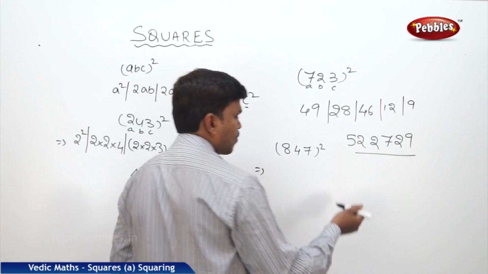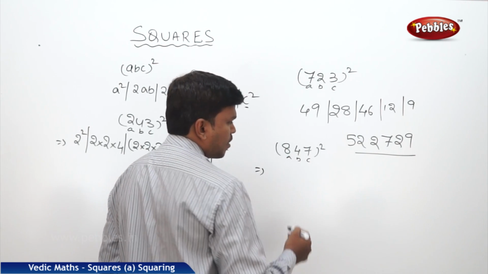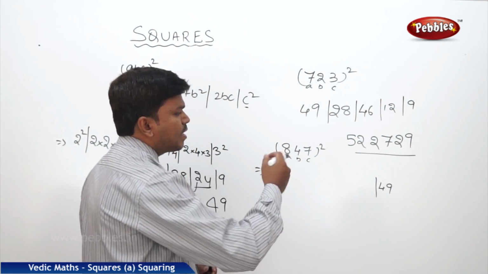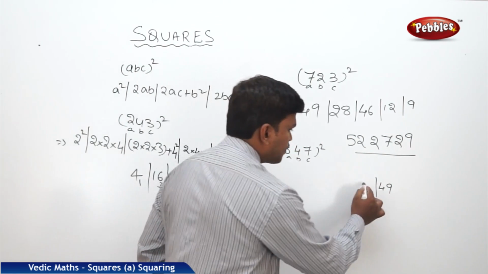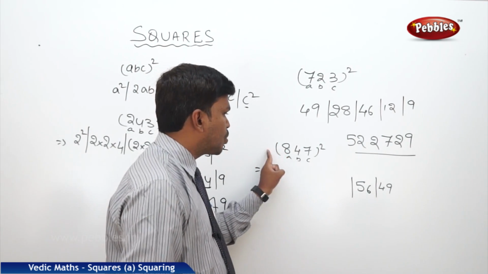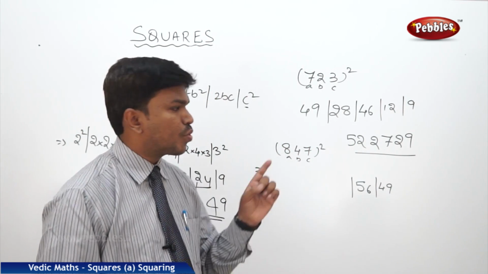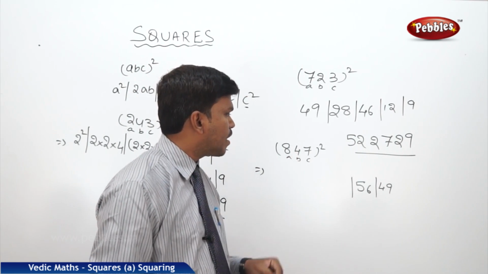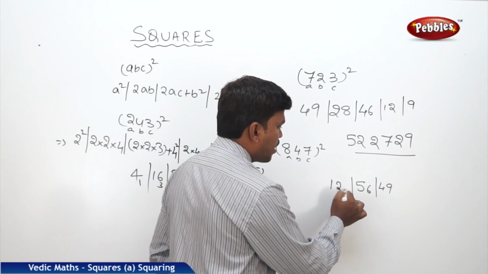So we'll start from the right side now. First, c square. We already know c means 7. So 7 square, 49. 2bc. 2 into b into c. 2 4s are 8, 8 7s are 56. 2ac plus b square. 2ac. 2 into 8 into 7. 2 8s are 16, 16 7s are 112. So 2ac is 112. Keep in the mind. Plus b square. What is b square? 4 square, that is 16. 112 plus 16, 128.